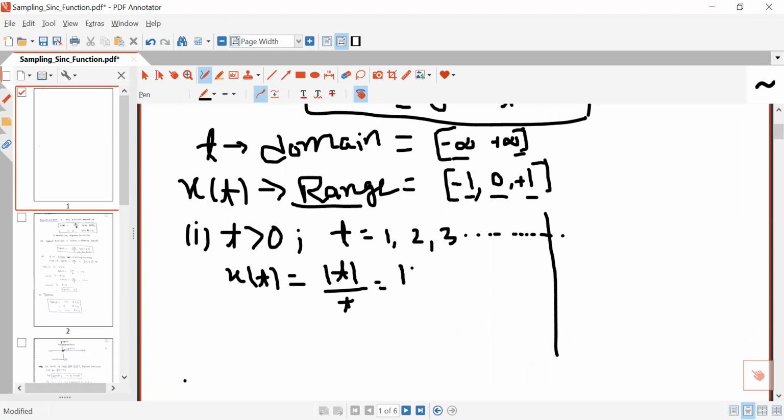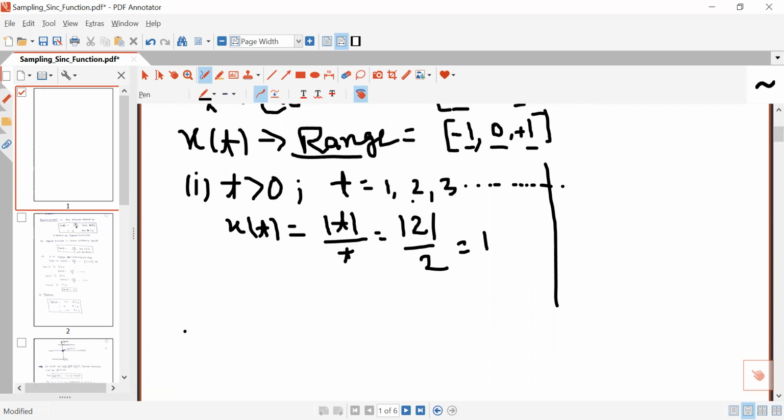When you substitute any positive value of t, for example t equal to 2, then what will you get? You will get mod of 2 divided by 2, which is equal to 1. What will be the value of x(t) when t is 3? You will get mod of 3 divided by 3, again 1. So in this way you can check the value of x(t) for any positive value of t. You will find x(t) will always be equal to plus 1 when t is greater than 0.